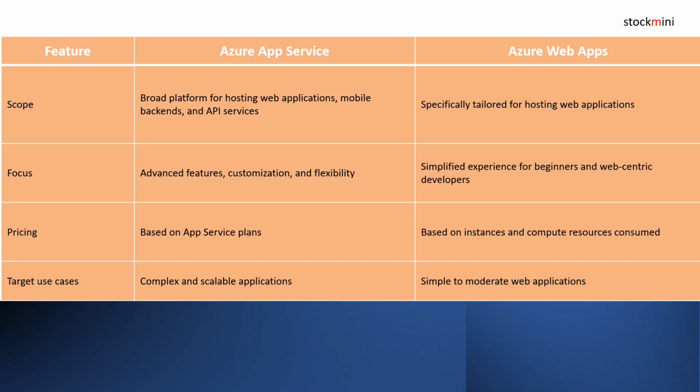Pricing: Azure App Service billing is based on app service plans, which define the compute resources allocated to applications. Azure Web Apps billing is based on the number of instances and the amount of compute resources consumed by the web apps. Target use cases: complex applications versus simplified hosting. The choice between Azure App Service and Azure Web Apps depends on the specific needs and requirements of the project.